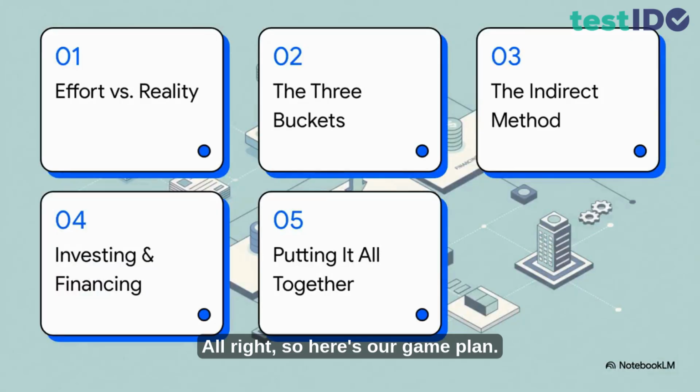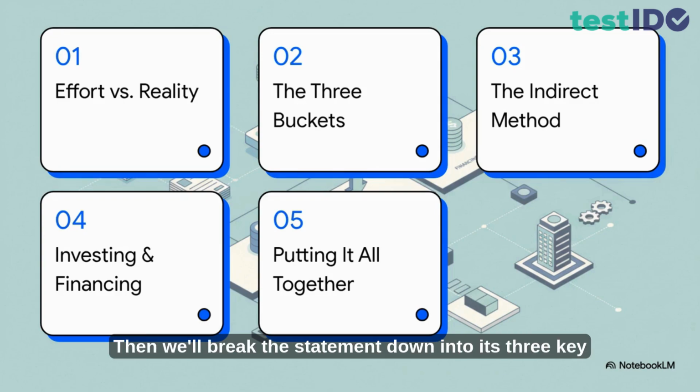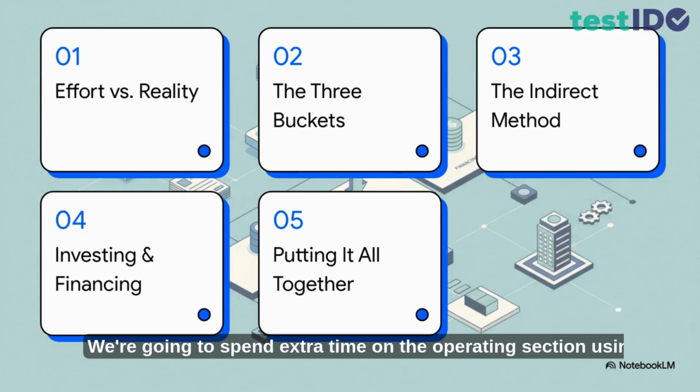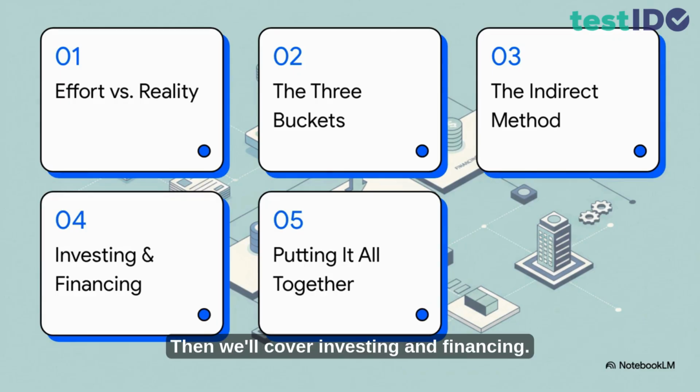All right, so here's our game plan. We're going to start with that why, that whole effort versus reality thing. Then we'll break the statement down into its three key sections, or buckets. We're going to spend extra time on the operating section using the indirect method, because I'm telling you, it's heavily tested. Then we'll cover investing and financing, and finally, we'll wrap it all up.